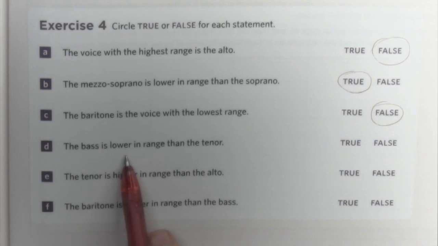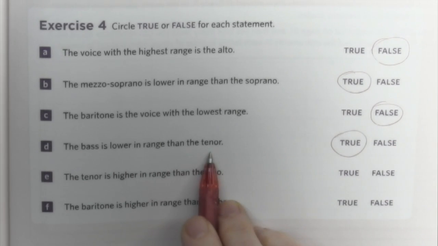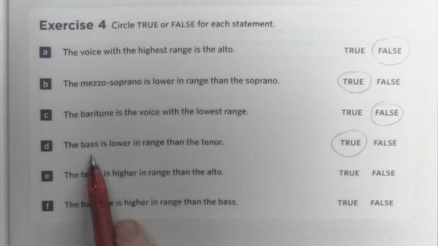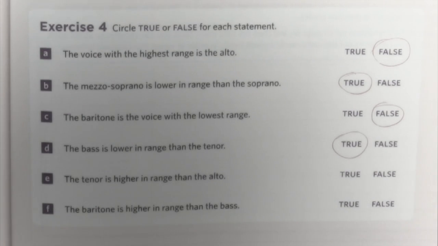The bass is lower than the tenor, and that is correct, yes. Tenor is the highest, then we have baritone, and then we have bass. This is the order. The types of voices and their names are the same as the clefs.